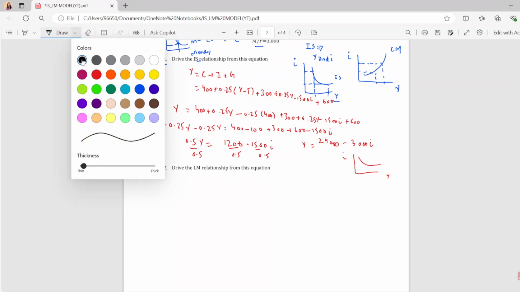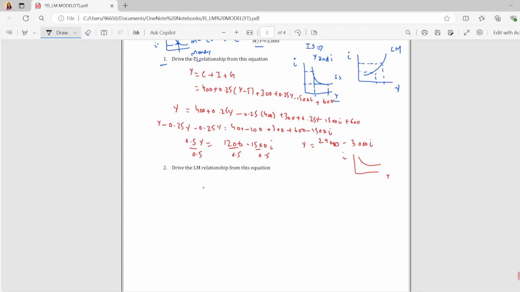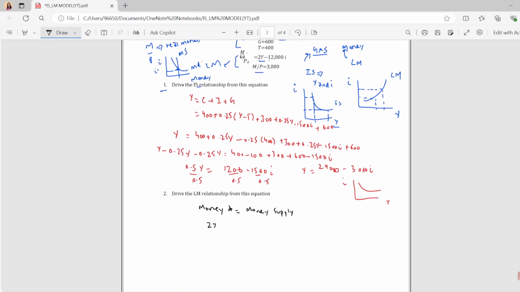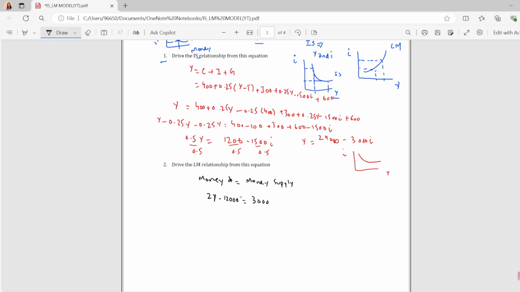Question 2 is you're supposed to find the LM curve from here. For the LM curve, start by setting money demand equal to money supply. Okay, and we're gonna solve it from here. Money demand at this point is 3000 minus 2y, minus 12,000 I, and the money supply here is constant, which is 3000. Let's take 12,000 I. It's negative, so bring it to the other side and its sign will change. 3000 will come over here, and this is gonna look like this. Now divide by 12,000 on both sides.